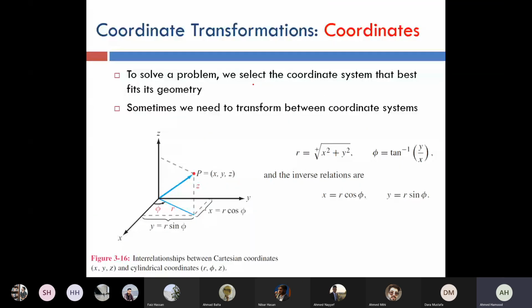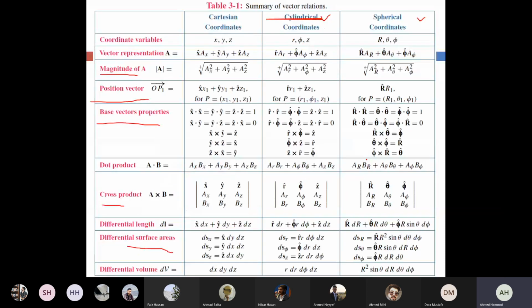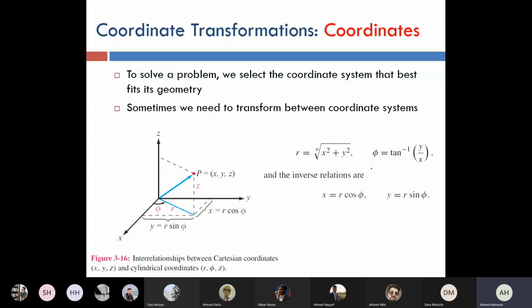Okay, what we have here is coordinate transforms. Coordinate transforms mean we want to transform from one coordinate to another coordinate, isn't it? That is the meaning, which is used to solve some systems, and which also fits into the geometry.